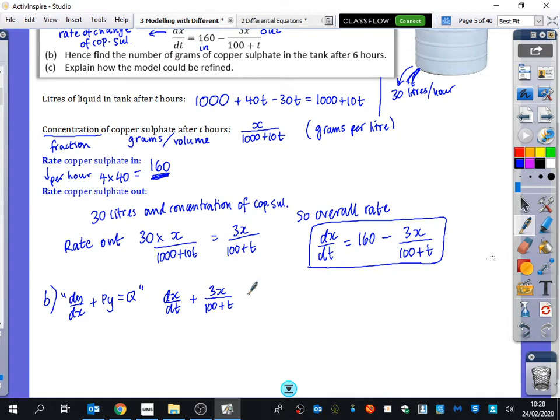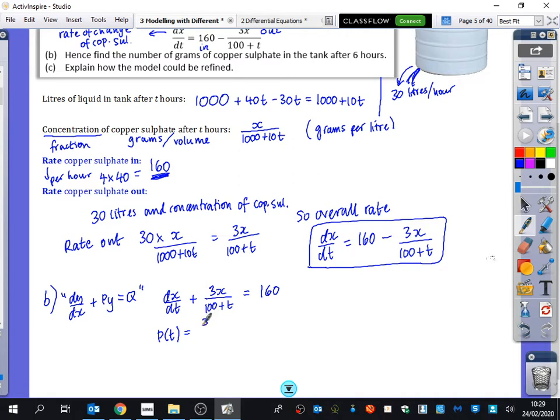I see what you were saying. You were saying that separately, which is probably a sensible way of doing it, equals 160. So our p of t, remember it's p of t this time, not p of x. So should we sub t in or not? Because it says 6 hours. Not yet. You do that all at the end. The boundary conditions are the last thing we do.